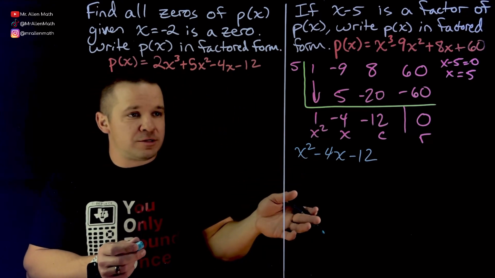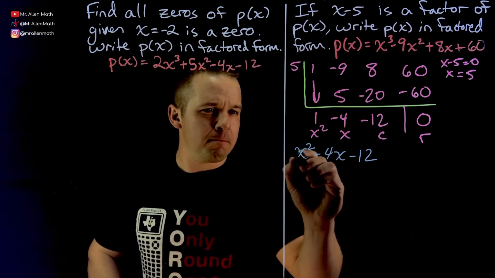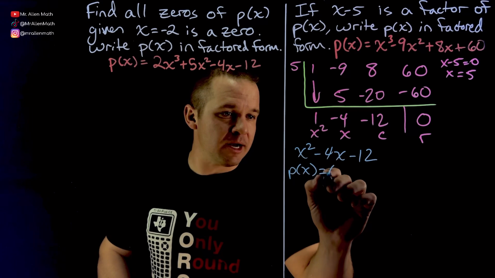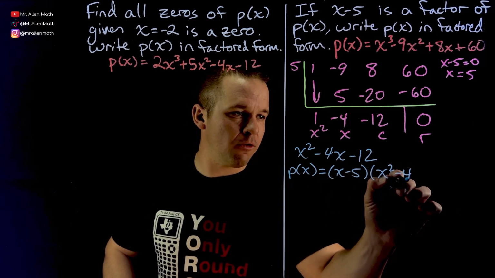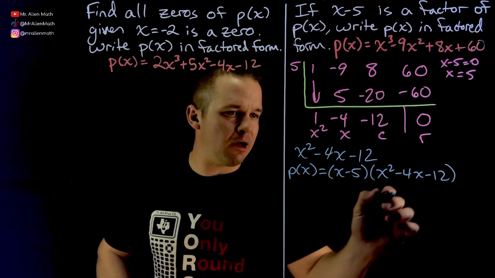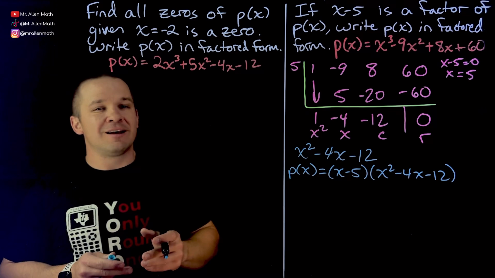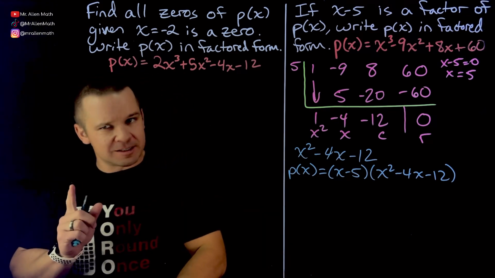In other words, let me actually write it like this. Right now I would have p of x equals x minus 5 times x squared minus 4x minus 12. Now, there are two factors here, but it's not completely factored yet. So let's completely factor it.